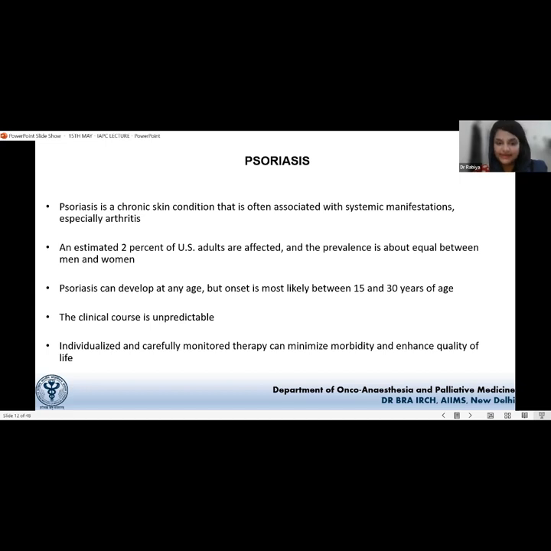Now let's look into the chronic skin diseases. The first is psoriasis. Psoriasis is a chronic skin condition that is often associated with systemic manifestations like arthritis. It is estimated that around 2% of US adults are affected, and the prevalence is about equal in men and women. Psoriasis can develop at any age, but the onset is mostly between 15 and 30 years of age, and the clinical course is highly unpredictable. So an individualized and carefully monitored therapy can minimize the morbidity as well as enhance the quality of life.